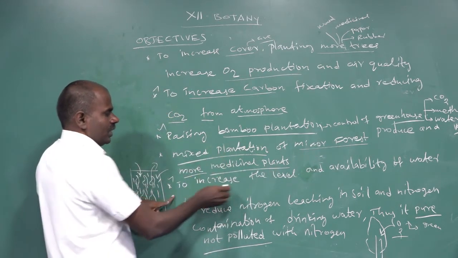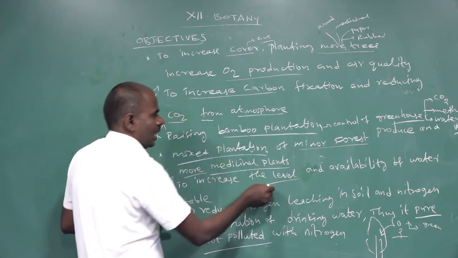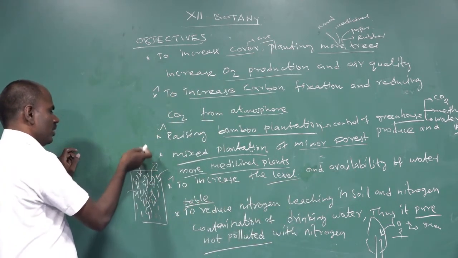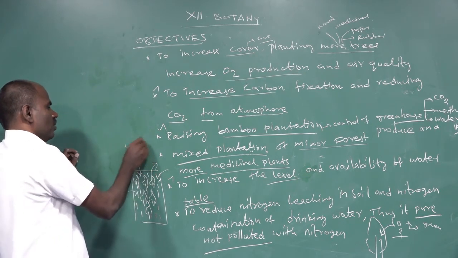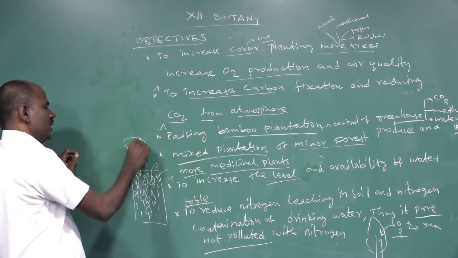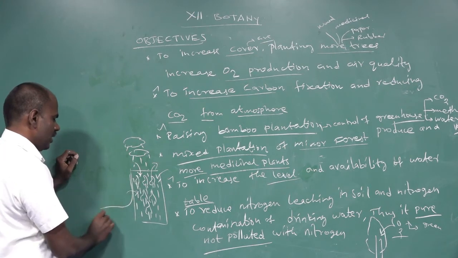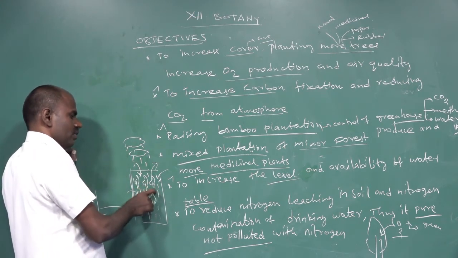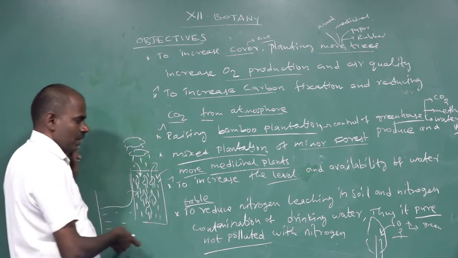Then the fifth one is to increase the availability of water table levels. When there are more trees, clouds may change into rain during the rainy season, which increases the water table level. We cultivate more trees.